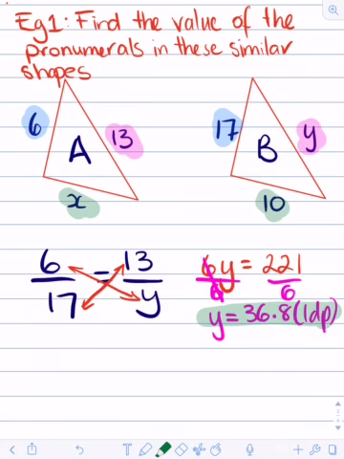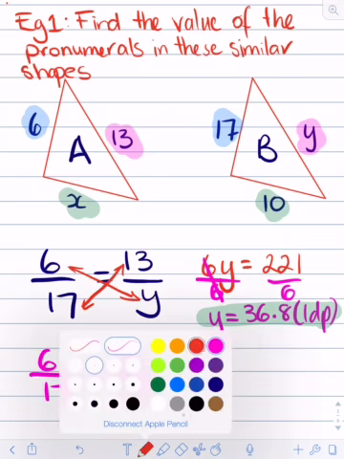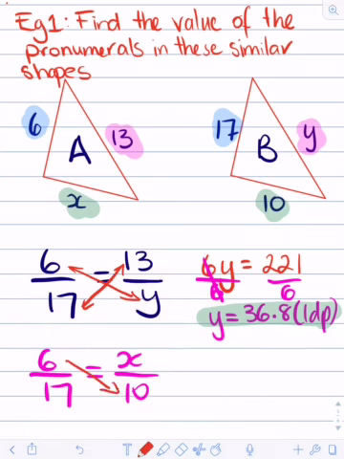Now I can find the value of x. I still, again, use the two numbers that I know. I know 6 and 17, so I'm going to use them again. 6 over 17. Now put shape A on the top here, so I need to put the x on the top. x over, what's its matching green side? 10. Again, cross multiply. 6 times 10 and x times 17.